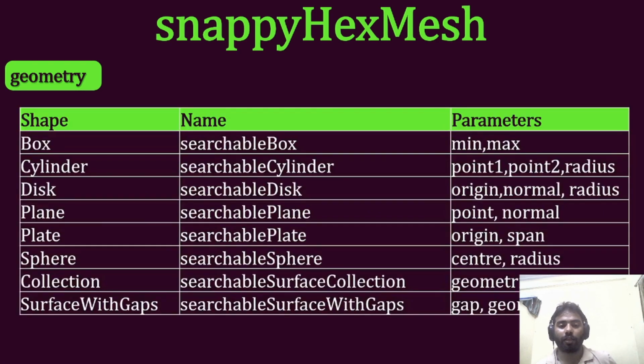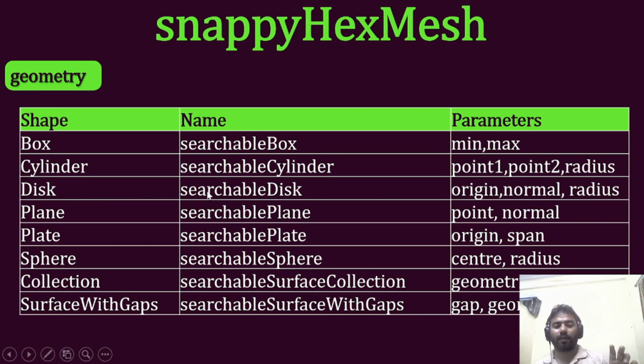So I can give you one table. So this is the table. If you want to create a shape like a box, then you can use this searchable box command, where you need to specify the minimum and maximum bounding box of the searchable box. For a cylinder, you can use the command searchable cylinder. Here you have to specify the midpoints of the top and the bottom of the cylinder, and there should be one radius of this cylinder.